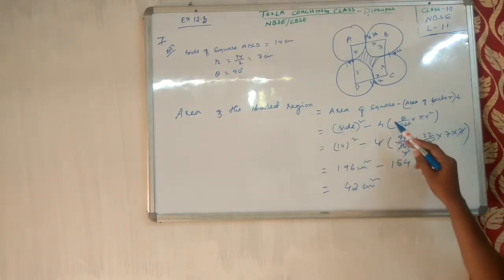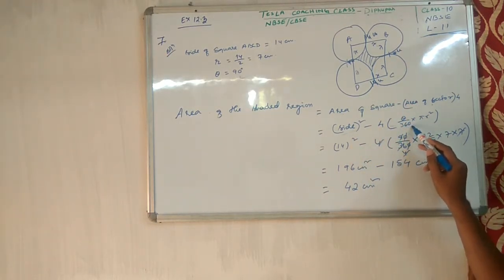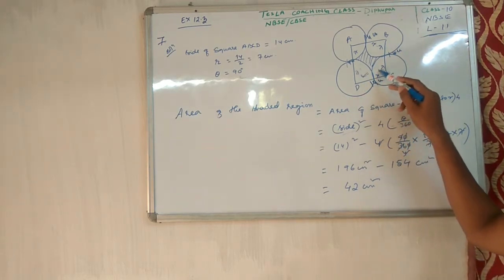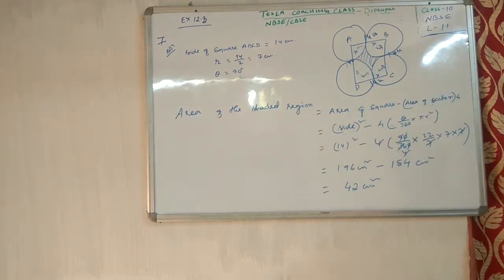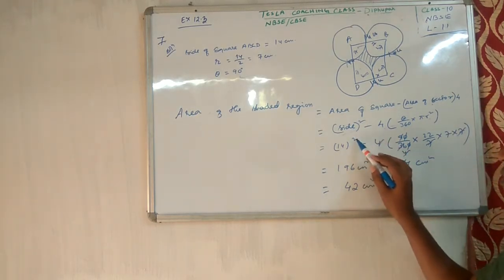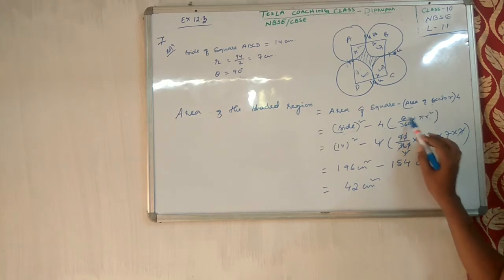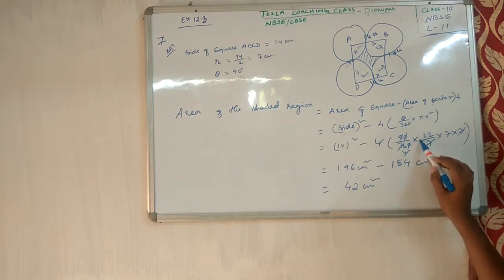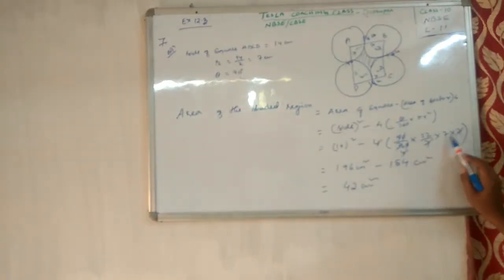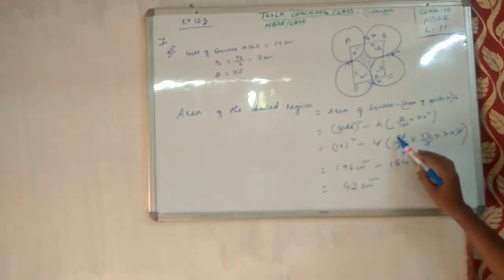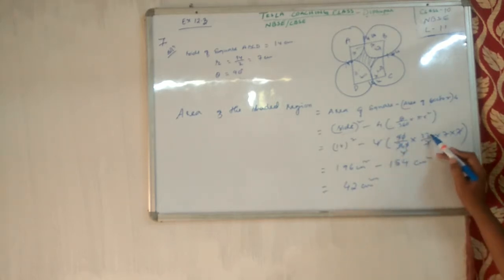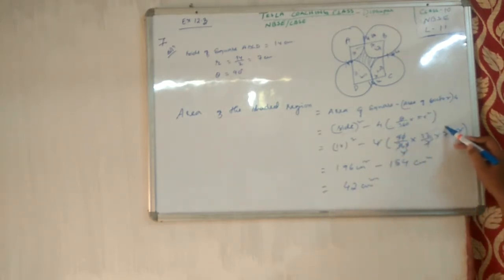Now area of the square formula is side square, and area of a sector formula is theta by 360 into pi r square, into 4, because there are how many sectors? 1, 2, 3, 4. 4 sectors are there, so that's why we are writing 4 here. So side is how much? 14. So 14 square minus 4 into theta, 90 by 360, into pi value 22 by 7, and radius is 7, so 7 into 7. 7 7 cancel. 0 0 cancel. 9 4 is 36. 4 4 cancel. So what is left? The 22 into 7.